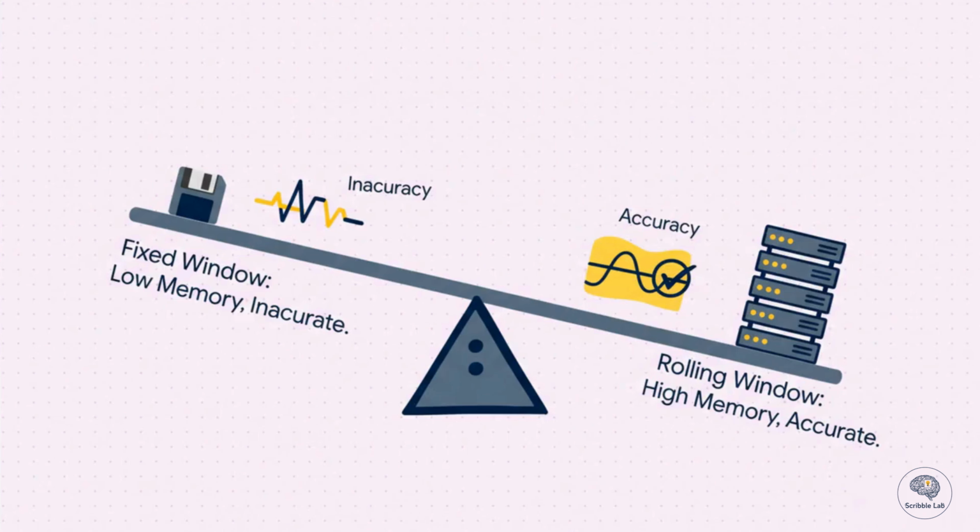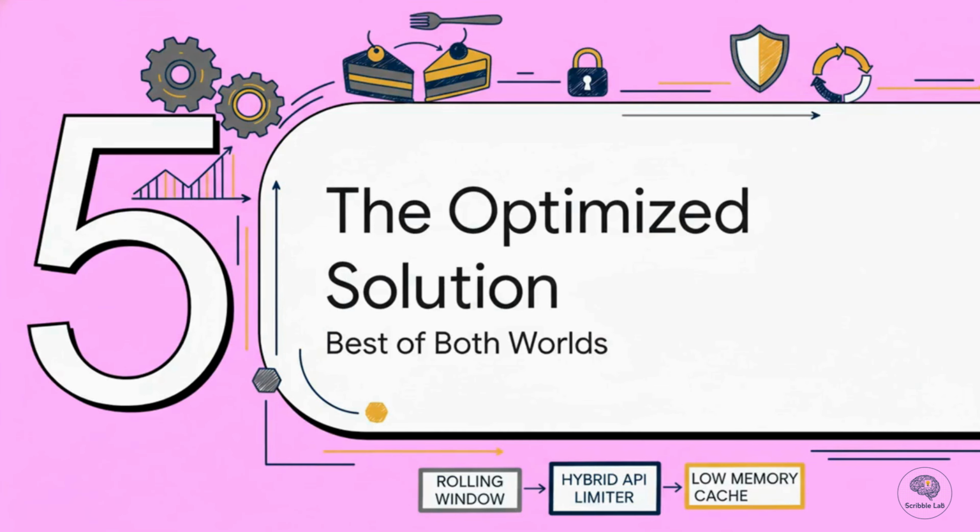And right here, we've hit a classic engineering trade-off. The fixed window is simple and super memory efficient, but it's got that nasty burst problem at the edges. The rolling window is perfectly accurate, but it comes at a huge cost. Storing every single timestamp for every user would eat up a massive amount of memory. So the big question is, can we have our cake and eat it too? Is it possible to get the accuracy of the rolling window without that crippling memory cost?